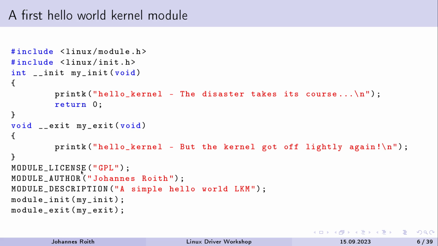The exit function doesn't have a return value, and also doesn't need any arguments. And we have this __exit macro just to tell us, okay, this is a function which is called when we're unloading the module.